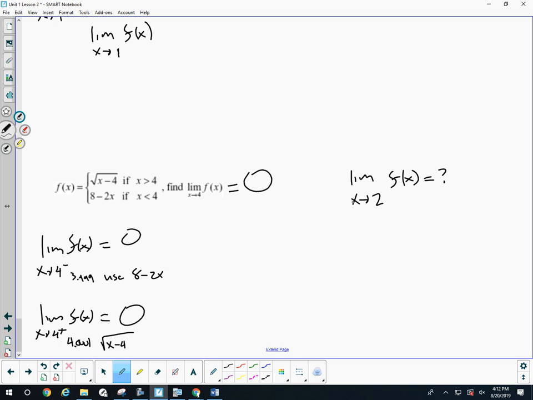However, if I looked just at 2, I would not look at all at values bigger than 4 and root x minus 4. I would not plug 2 in there. I would plug in 2 into 8 minus 2x. I don't have to worry about 1.999 or 2.001 because they would both be approaching the value if I plugged in 2. And this would be 4. Hopefully we understood that. Thank you.